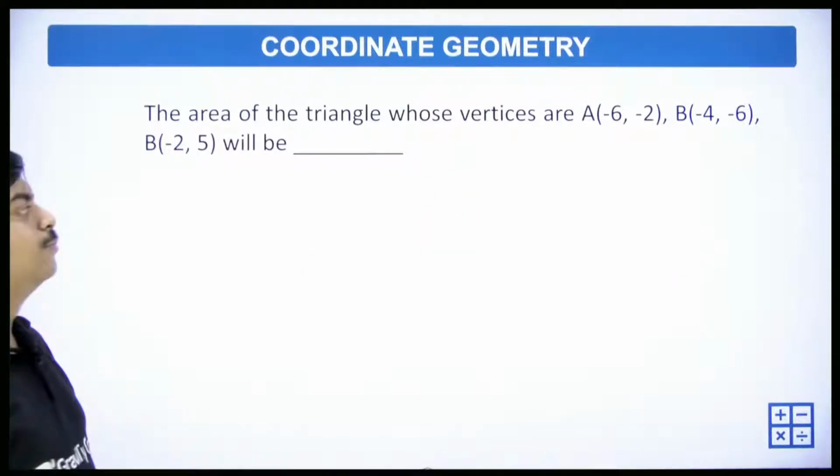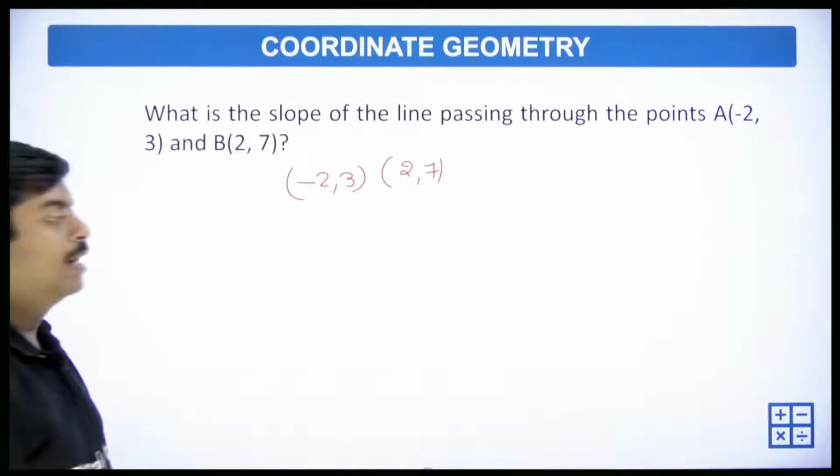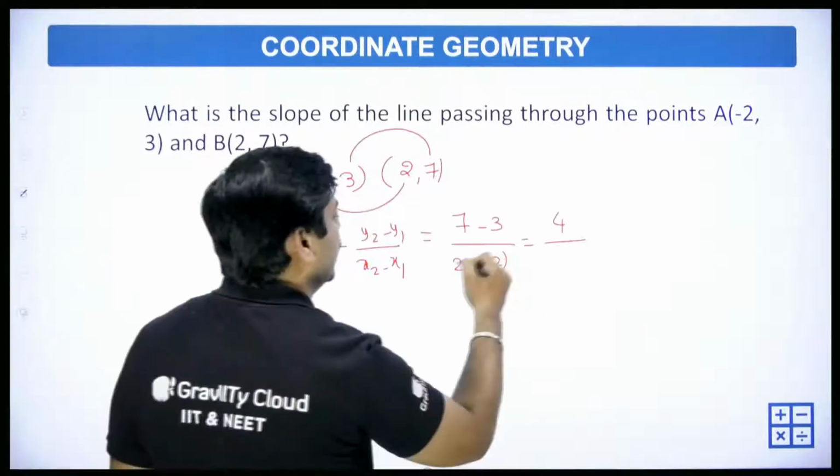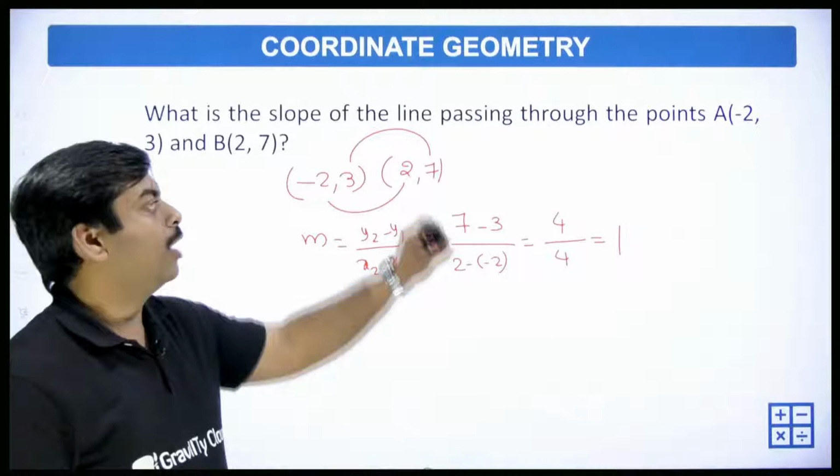Let's move on to one more question. What is the slope of the line passing through the points (-2, 3) and (2, 7)? The slope is equal to y2 minus y1 by x2 minus x1. So 7 minus 3 by 2 minus of minus 2. 7 minus 3 is 4, by 2 plus 2 is again 4, which is equal to 1. The slope of the line joining A(-2, 3) and B(2, 7) is 1.